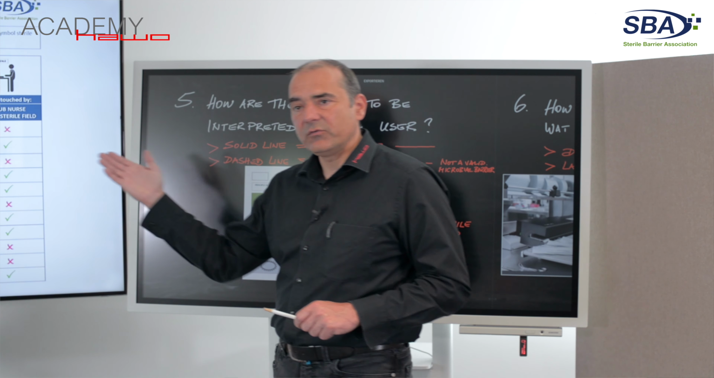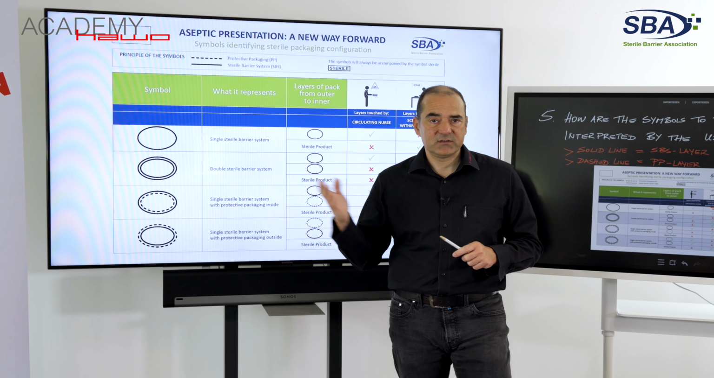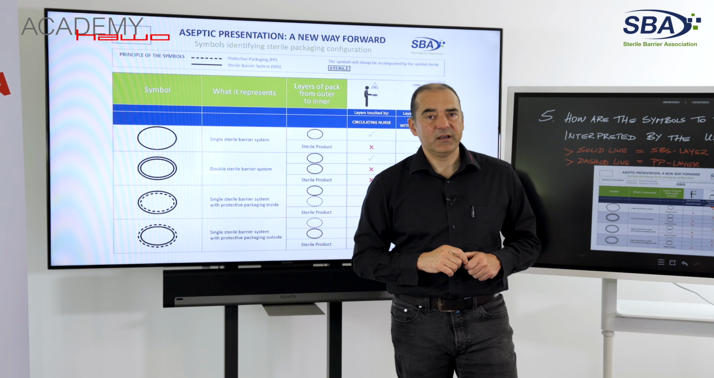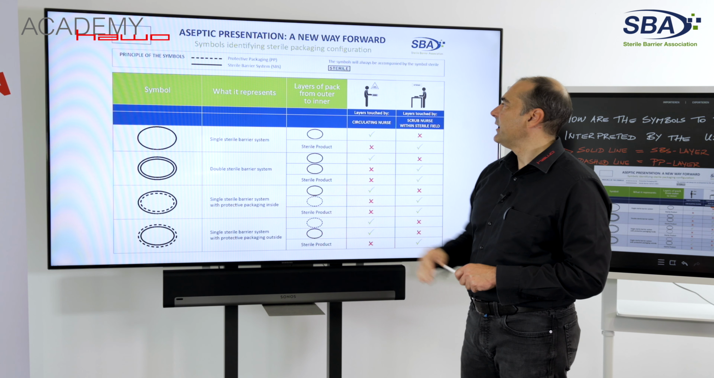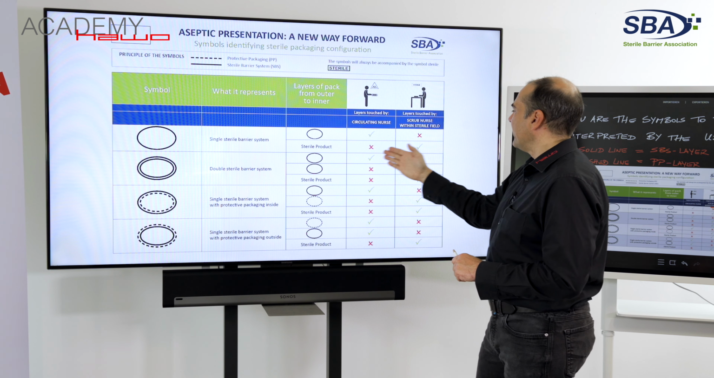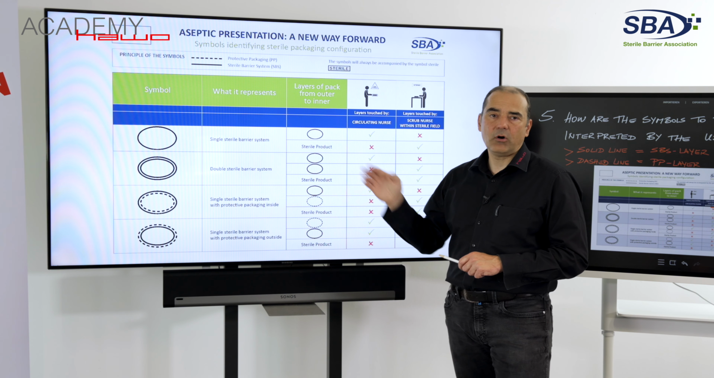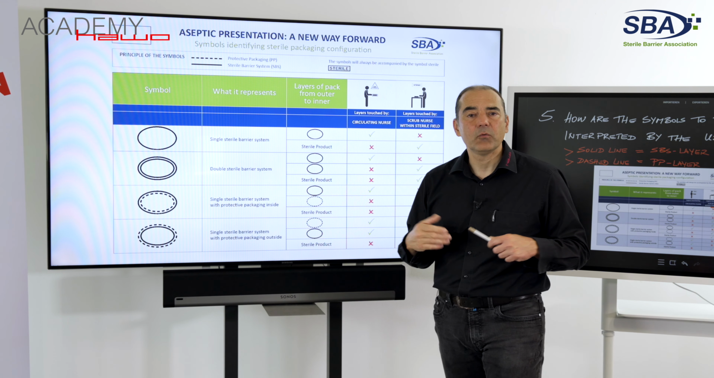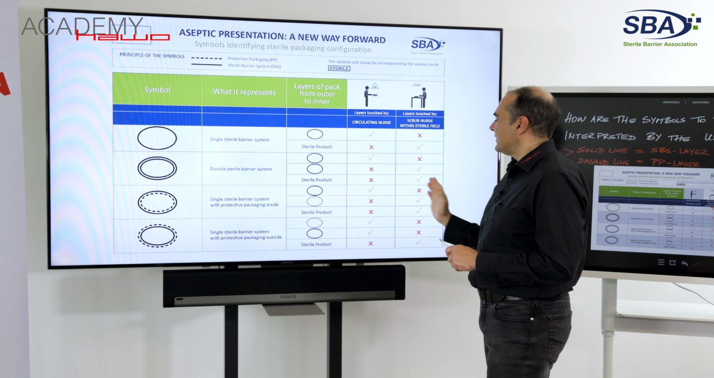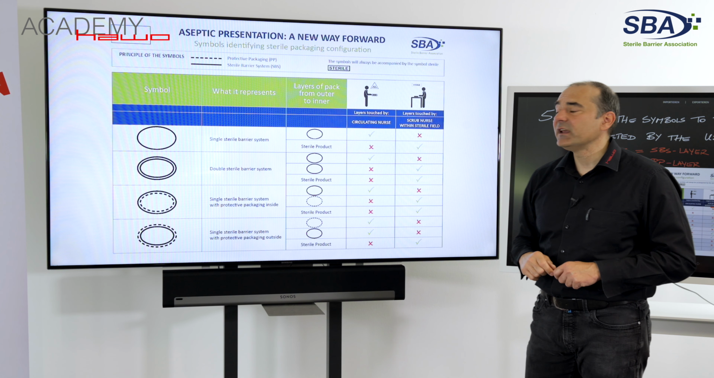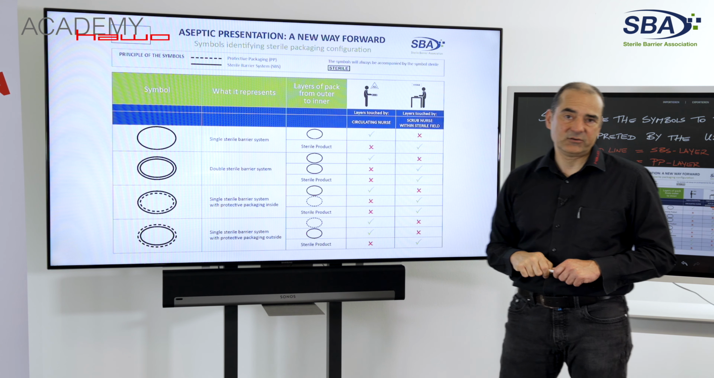Here on the screen next to me, we brought to you this extract from the SBA guidance document on a larger scale, and it is indeed very nicely explained, depending on what packaging layer we are talking about, whether or not it can be touched by the individual functions.